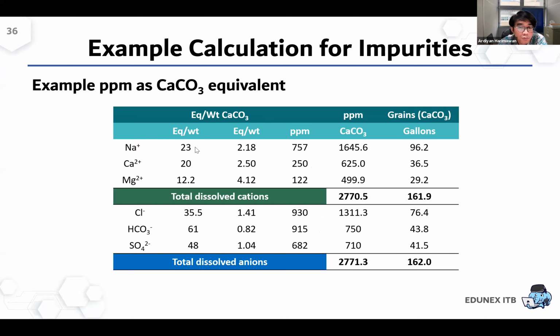Okay, so if you convert the data further into ppm CaCO3, you can get different numbers. But if you sum up the cations and compare it to the sum of the anions, they should also be similar.